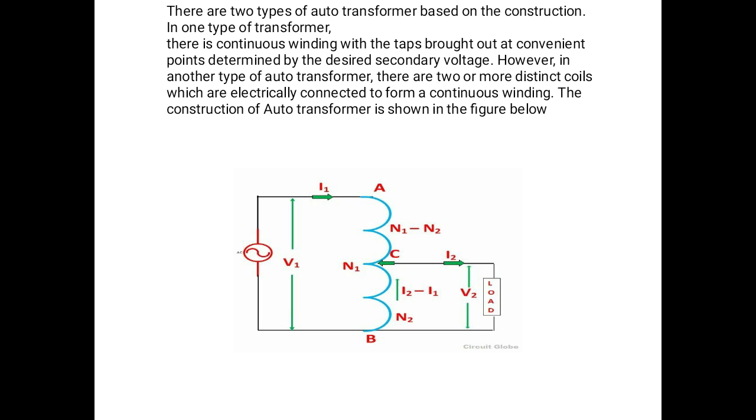In one type of transformer, there is a continuous winding with the taps brought out at convenient points determined by the desired secondary voltage, while in another type of transformer, there are two or more distinct coils which are electrically connected to form a continuous winding. The construction of a transformer is shown in the figure below.